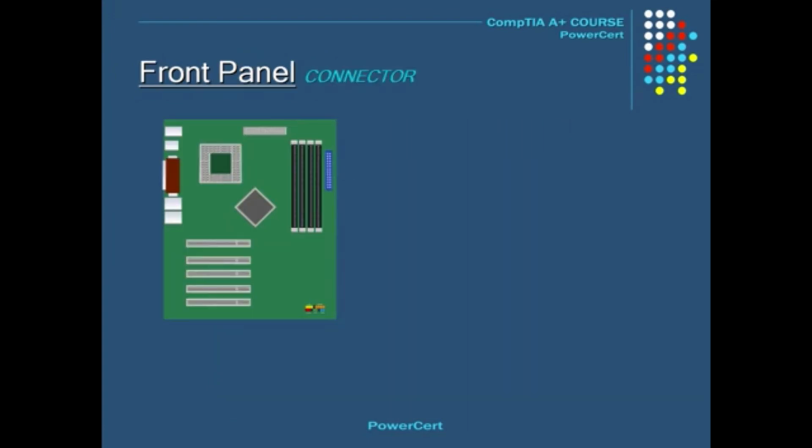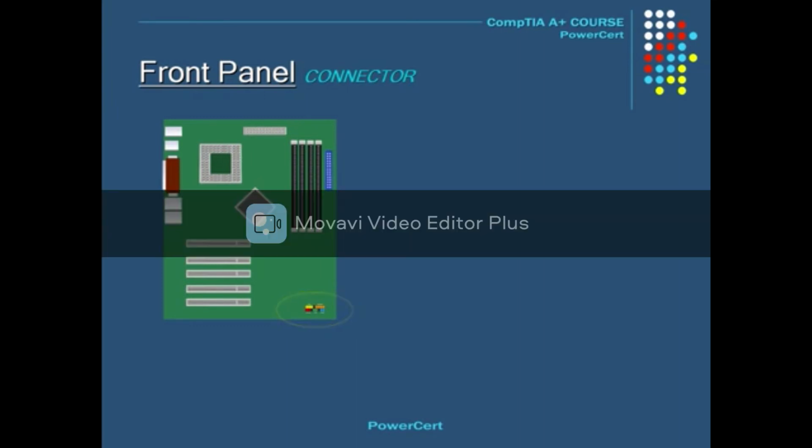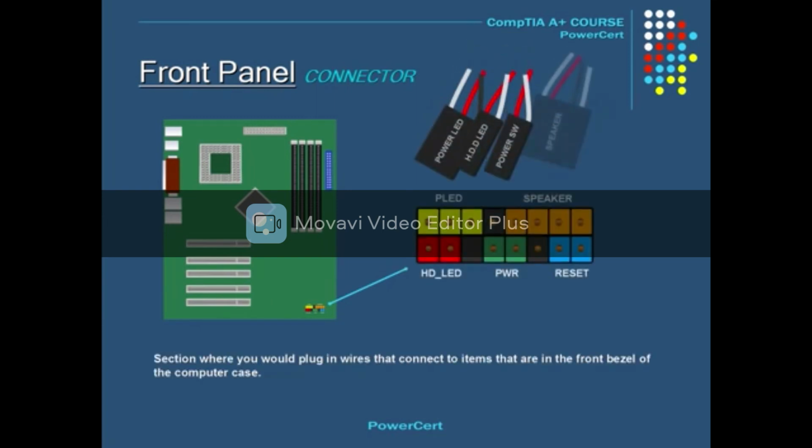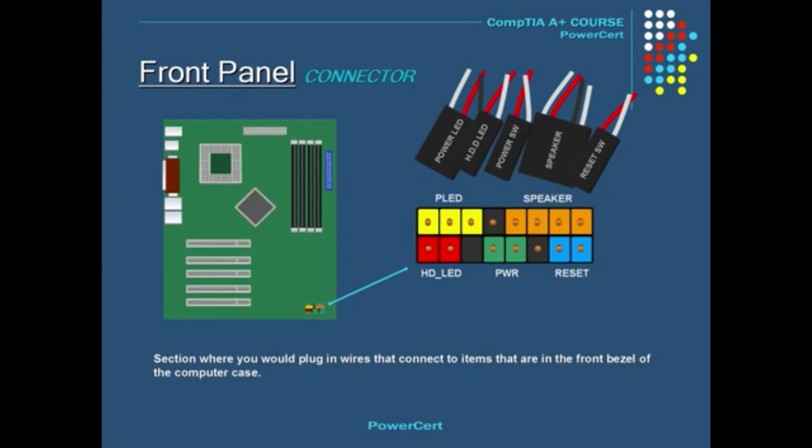Typically located at the bottom right-hand corner of the motherboard, you'll find what's called the front panel connector. And this is where you would plug in wires that connect to items that are in the front bezel of the computer case. So for example, there is the power button connector, and this turns the computer on or off.